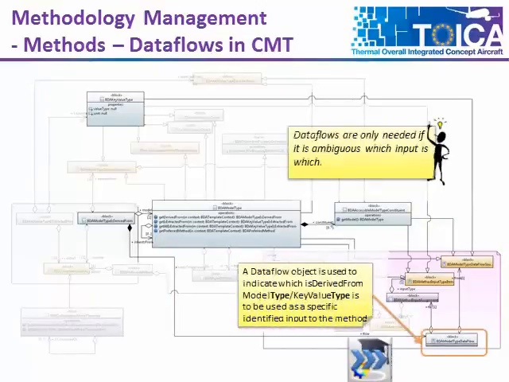Data flows are only needed if it is ambiguous which input is which. In our contrived example, we had a torus which had two inputs, a profile and a curve, which were both of the same type. So the model type data flow is used originally to point to the method input assignment, which said it was a profile or a guide, and then it points to the model type it is derived from, to say which is which of those two model types that will be used to generate this method.